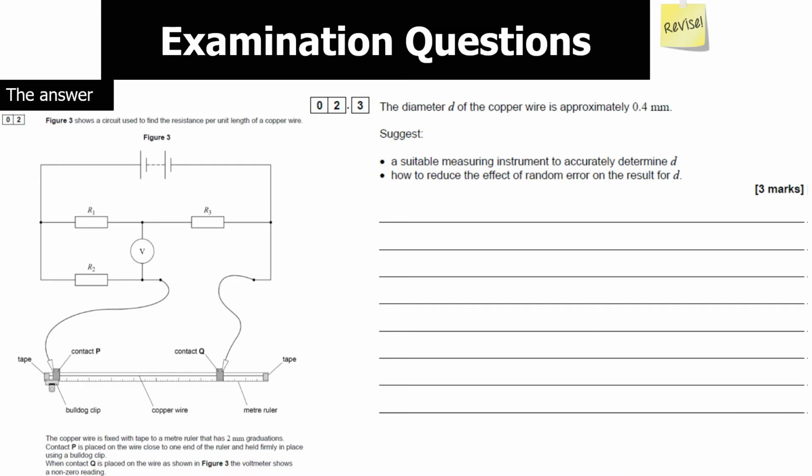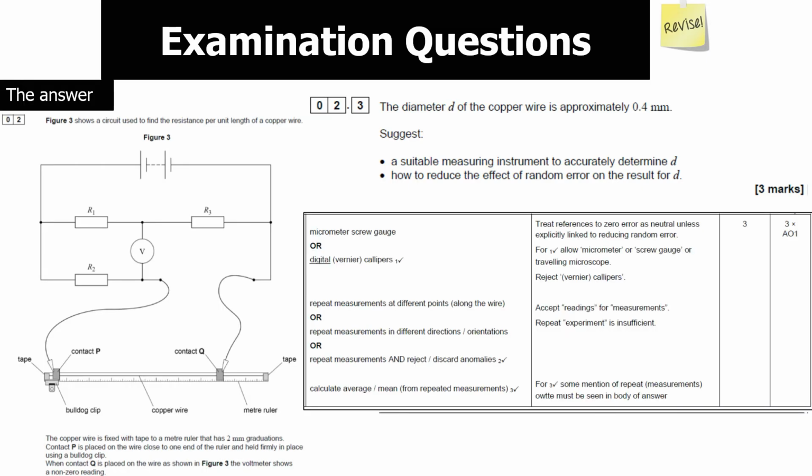Right, so again, it's really common when you ask what measuring instrument would you use to work out something, and then also how you'd use it accurately. The first thing to note is we know that the diameter is approximately 0.4 millimeters. So we shouldn't be using a ruler for this because that value is too small to use. We'd either be using a micrometer screw gauge, or we could be using a digital caliper. We wouldn't be using a vernier caliper because it'd be difficult with the shape of the object that we're given.